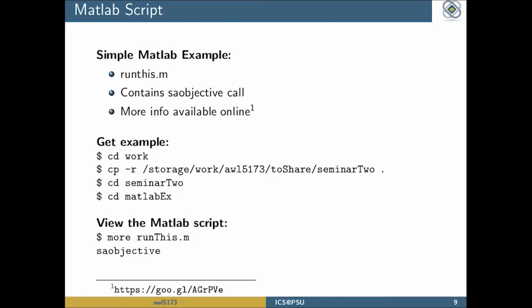Once you're there, you can use more or less or Vim or Emacs, whatever text editor you like to use, to look at the MATLAB file runthis.m. You'll see that it's just the single line SA objective that I stated before.